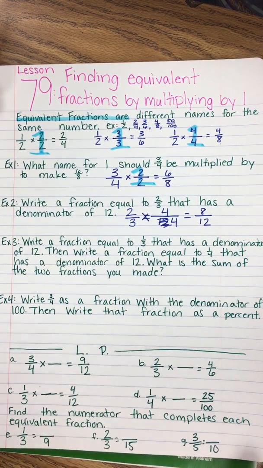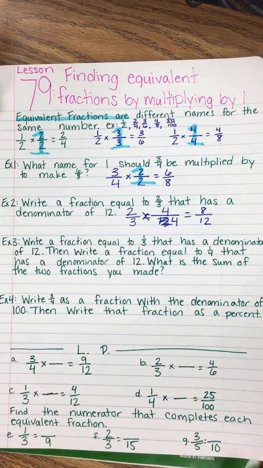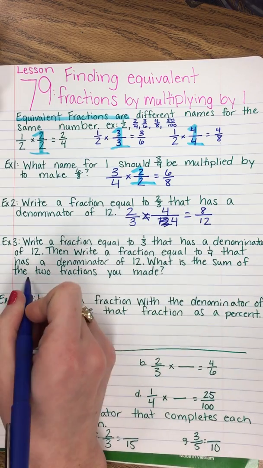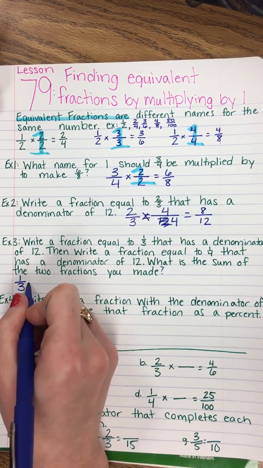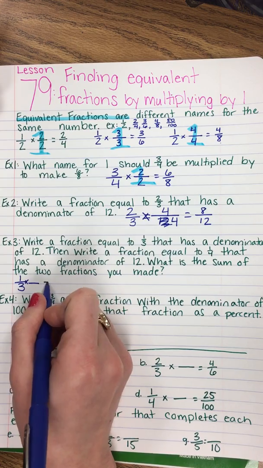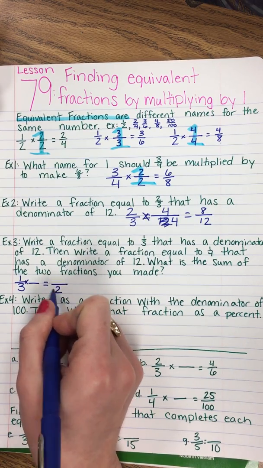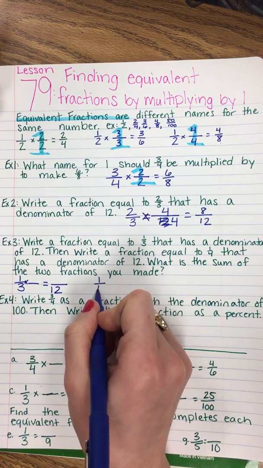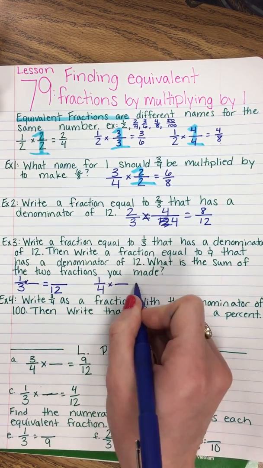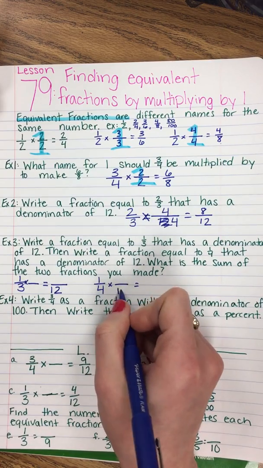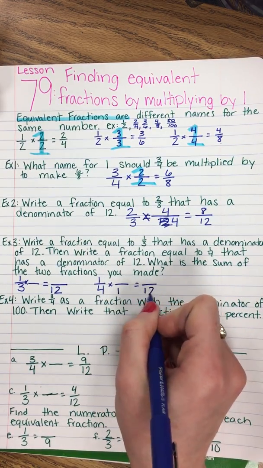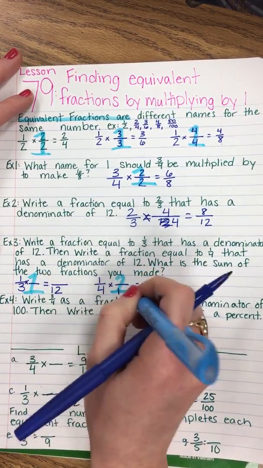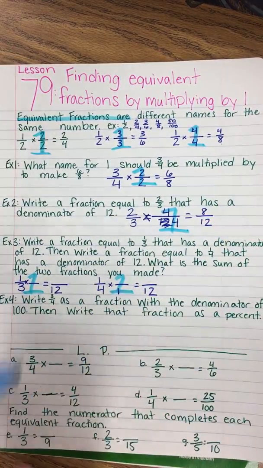Example 3. Write a fraction equal to 1/3 that has a denominator of 12. So we've got 1/3, I'll do this over here, 1/3 times what equals something that has a denominator of 12. Then write a fraction equal to 1/4 that has a denominator of 12. Whoops. So this is going to be equal to 1. This is going to be equal to 1. This is equal to 1.